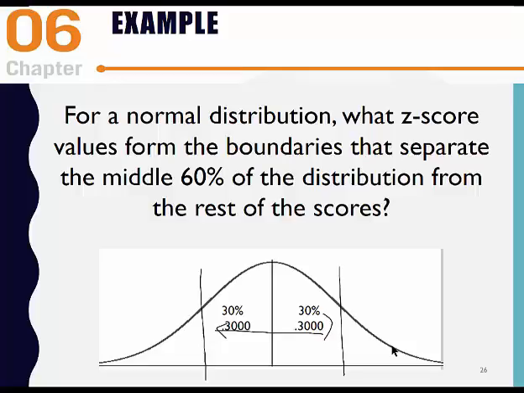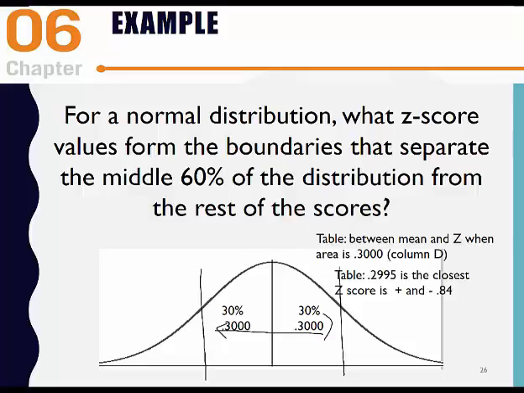So the first thing you have to do is look at the table and look for between the mean and z when the area is 0.3000. And you'll see that's column D. There you see that the closest one is 0.2995 and the z-score is 0.84. Now we're looking for both z-scores because it's asking for the z-score values that form both of these boundaries, so that it's negative and positive 0.84.